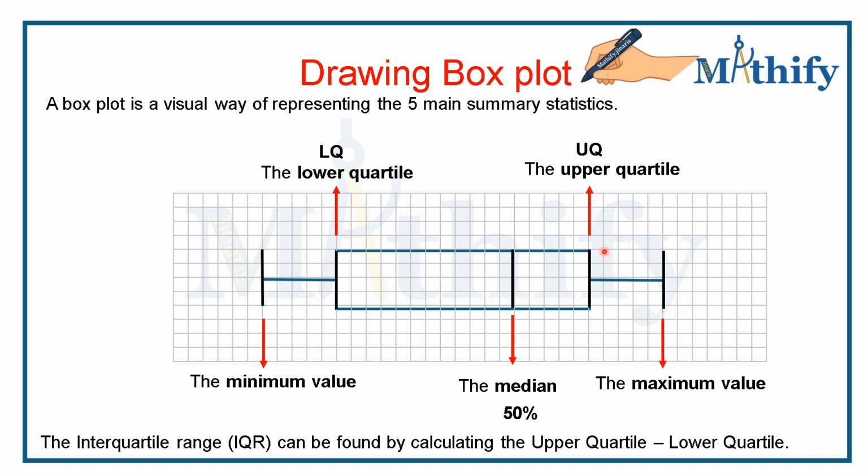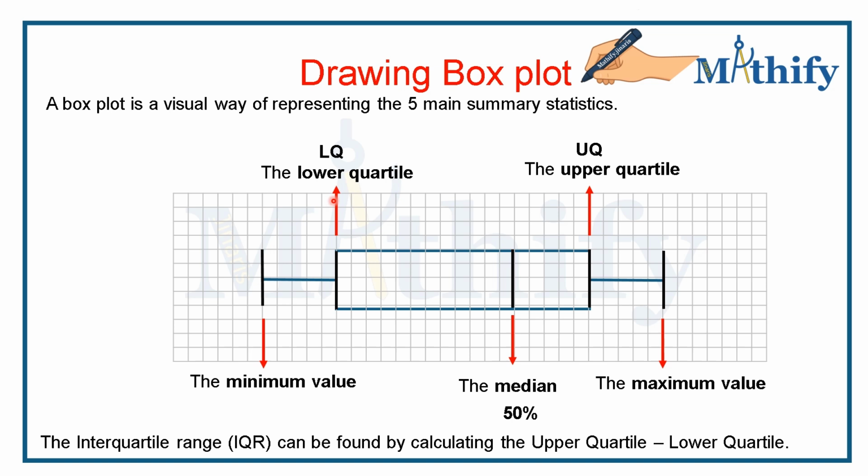Next, we have the upper quartile. This is the median of the upper half of the data. In other words, 75th percentile or 75%. The easy way to work out the upper quartile is lower quartile multiplied by 3. That's the quickest way to work out the upper quartile.